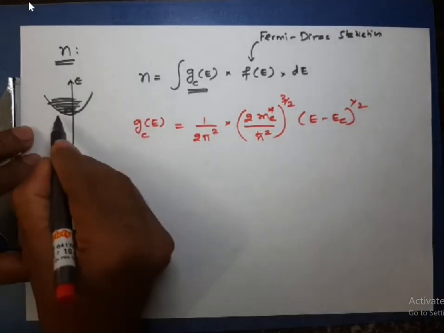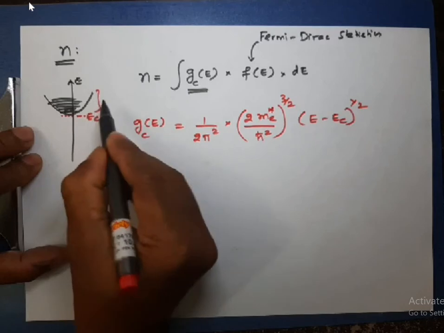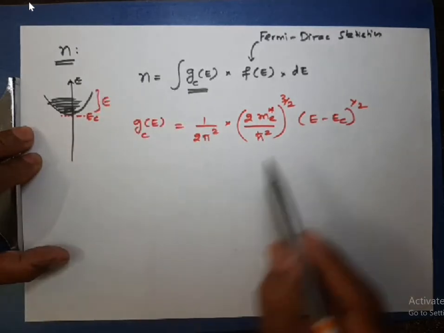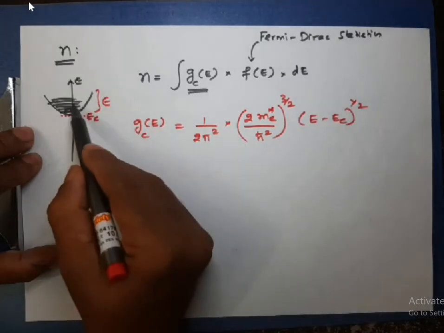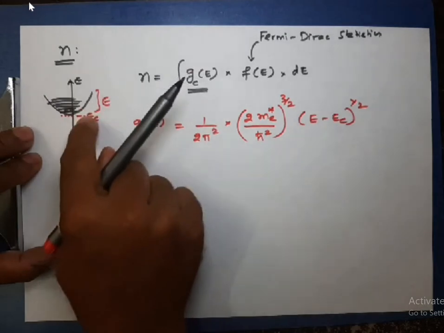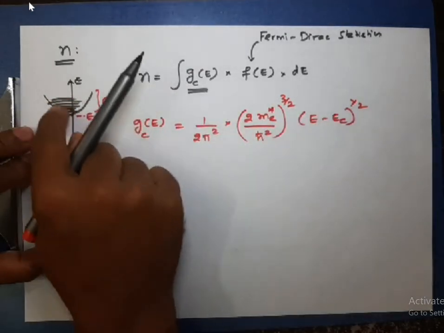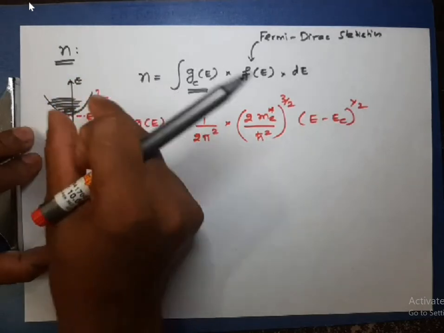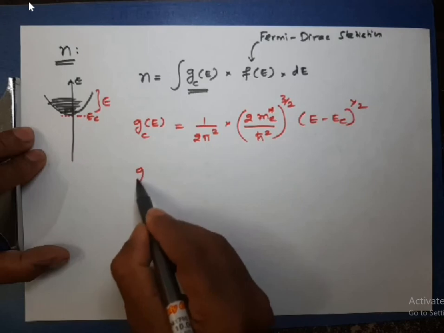Okay, this bottom energy corresponds to EC, right? Whatever energy is above that, that is E minus EC whole power half. So we get the density of states in the conduction band. E minus EC means we are taking only the energy levels present in the conduction band. Similarly for the valence band, let me write here itself.